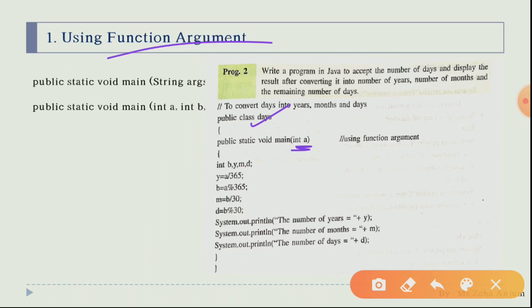Now again let me remind you that over here in the question it is not mentioned that you have to use this function argument, but we are explaining here how we are going to use this kind of way. So that is why we are doing this function argument over here. It is not mandatory in this question. Okay, so see, you have taken a as an input.